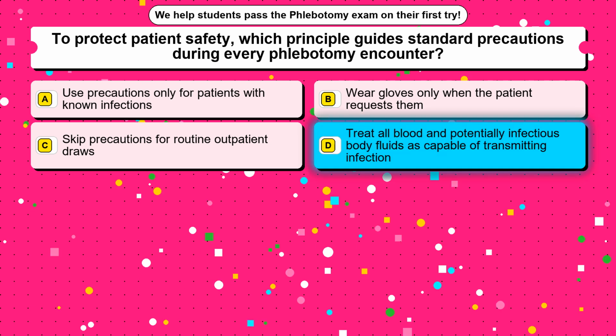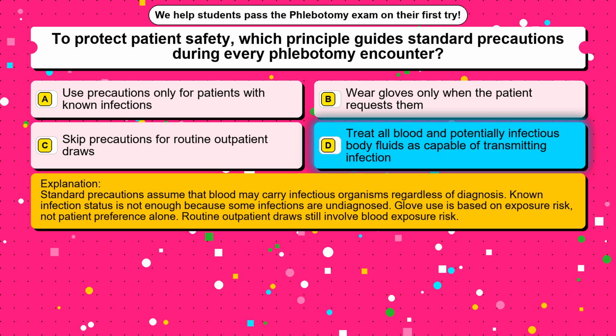The correct answer is option D. Treat all blood and potentially infectious body fluids as capable of transmitting infection. Standard precautions assume that blood may carry infectious organisms regardless of diagnosis. Known infection status is not enough because some infections are undiagnosed. Glove use is based on exposure risk, not patient preference alone. Routine outpatient draws still involve blood exposure risk.